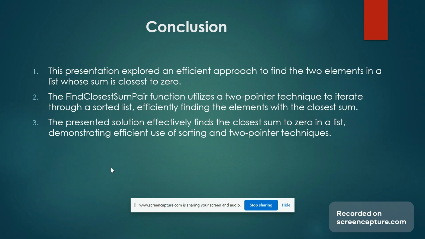I would like to conclude by saying that in this presentation, we have explored an efficient approach to find two elements in a list whose sum is closest to 0. The function find closest sum pair utilizes a two-pointer technique to iterate through a sorted list efficiently, finding the elements with the closest sum. Further, the presented solution effectively finds the closest sum to 0 in a list, demonstrating efficient use of sorting and two-pointer techniques.